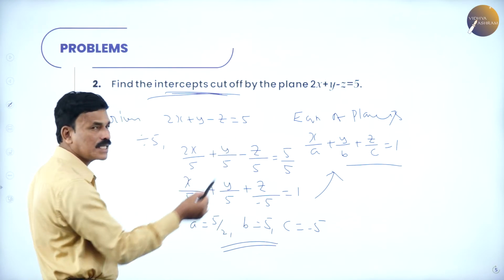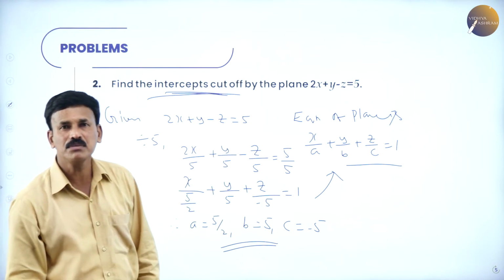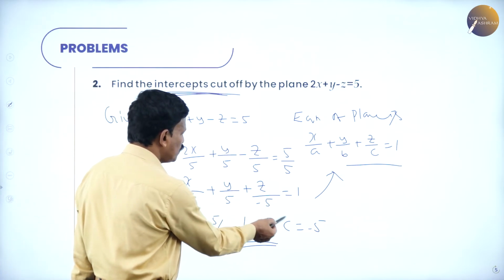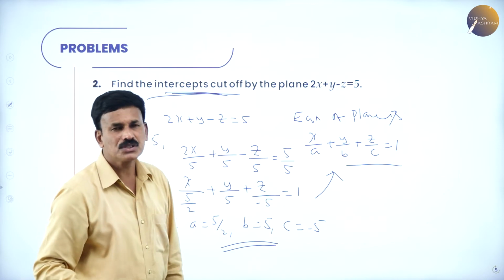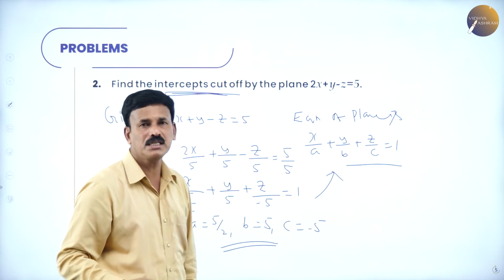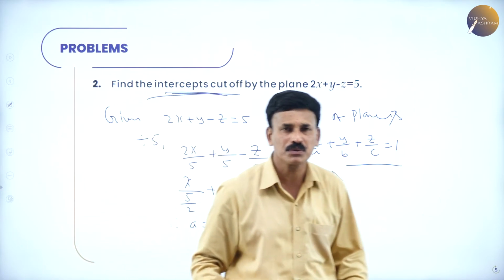So comparing with the standard equation, x by a plus y by b plus z by c is equal to 1, we will get a is equal to 5 by 2, b is equal to 5 and c is equal to minus 5. So the intercepts are 5 by 2, 5 and minus 5, a, b, c. That's it. Very simple problem.